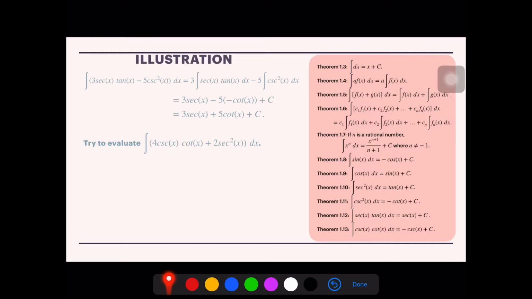As for the antiderivative of secant x tan x dx, definitely we can use theorem 1.12, and the answer there would be secant x plus c. And multiplying that to that 3 there, that's why we have 3 secant x. As noted in that suggested video, we can actually just group all our c's here and just have the plus c there at the last part of our answer.